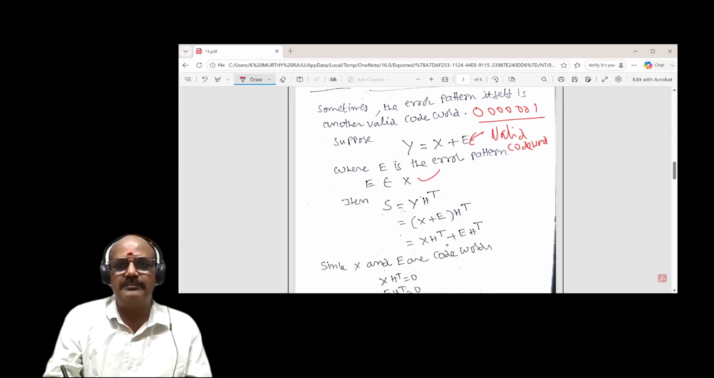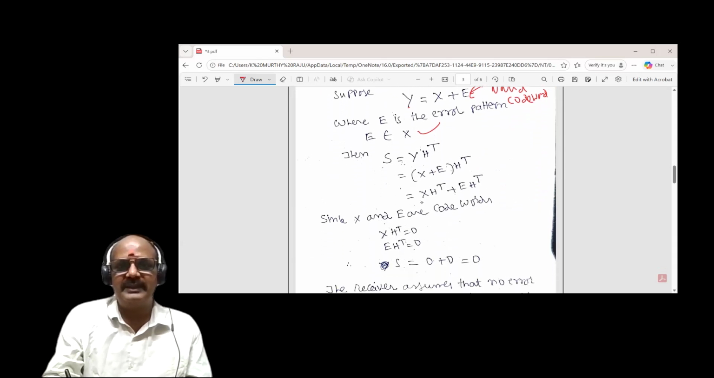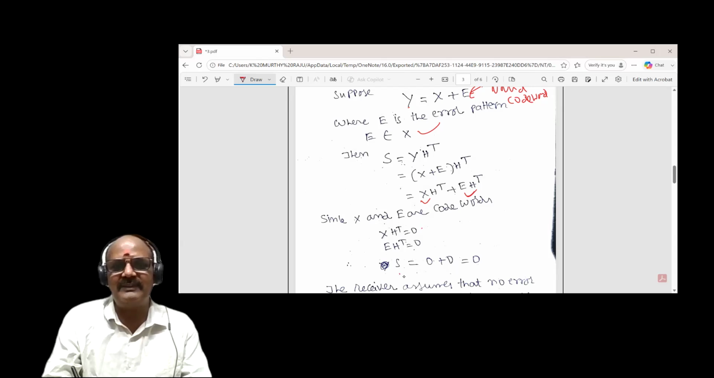Calculate the syndrome at the receiver side: Y into H transpose. Y is equal to X plus E, into H transpose, which is X into H transpose plus E into H transpose. Both X and E are code words in this case. Generally, E is just an error pattern, but in that case E is also treated as a code word. These two are valid code words. X into H transpose is equal to 0, E into H transpose is equal to 0, so S is equal to 0.